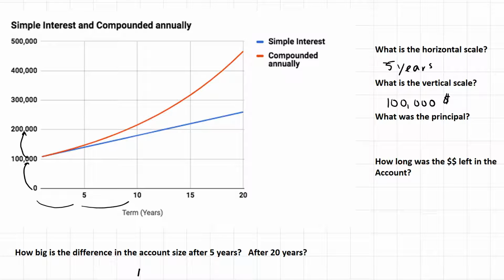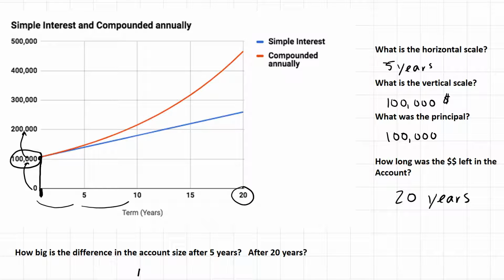What is the principal? The principal is the amount of money that is invested at the very beginning. So at the very beginning, this is time 0, it looks like it's about $100,000. So there was $100,000 invested at the very beginning, both in a simple interest account and a compound interest account. And how long was the money left in the account? Well, according to this graph, it goes up to 20 years, so it was left in for 20 years.